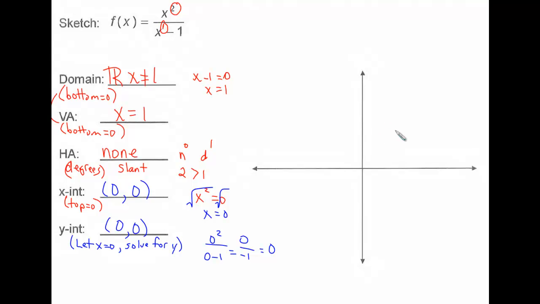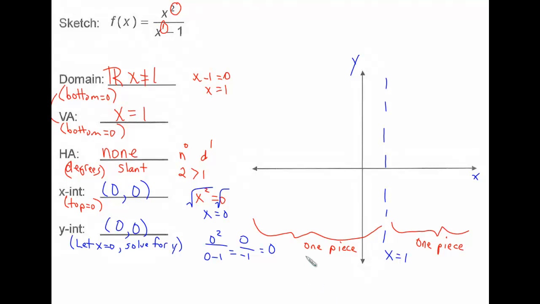Let's sketch what we know. We know the vertical asymptote is at x equals 1. Label the x and the y-axis. There is no horizontal asymptote, so we do have a slanted asymptote. I know at this point that I have one piece of the graph on this side, and I have another piece on the right side of the vertical asymptote.